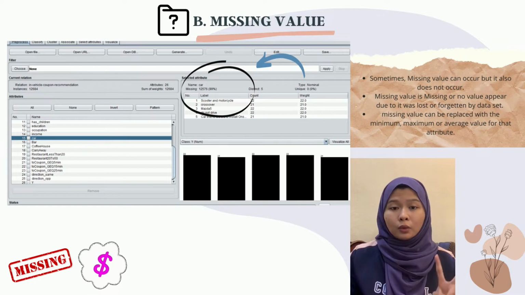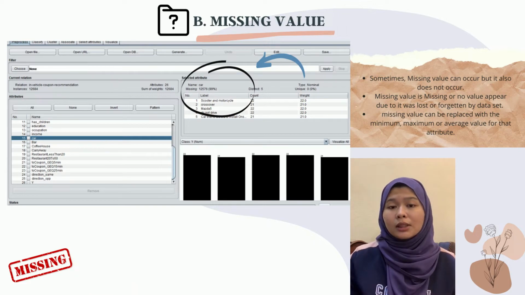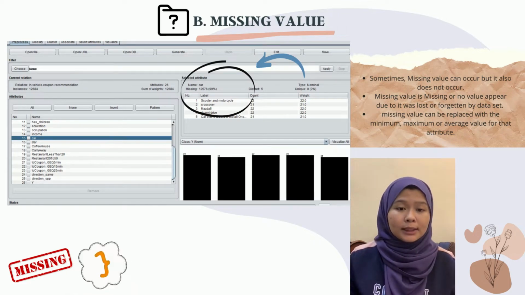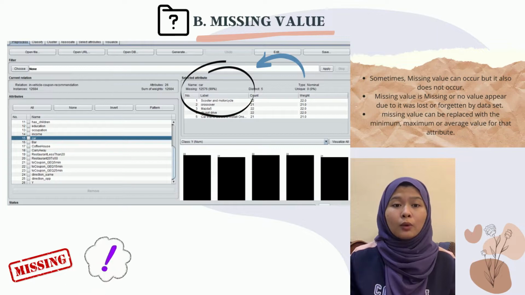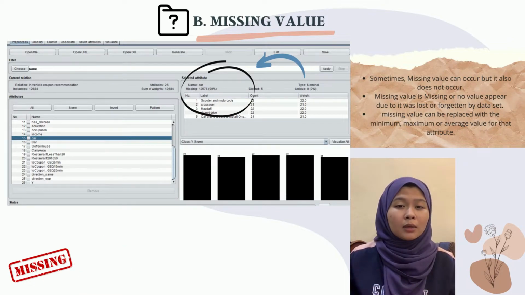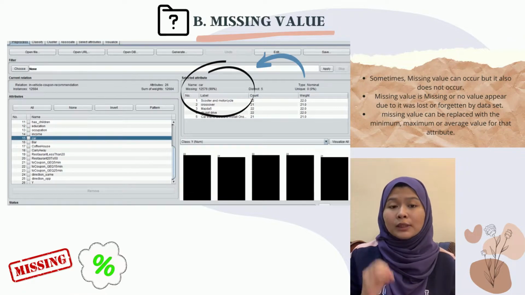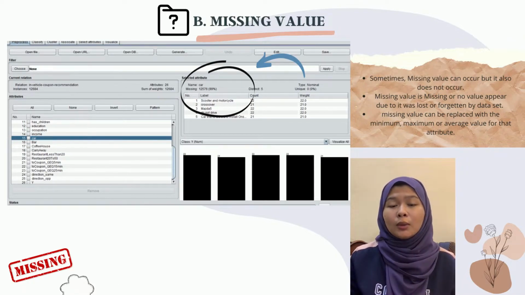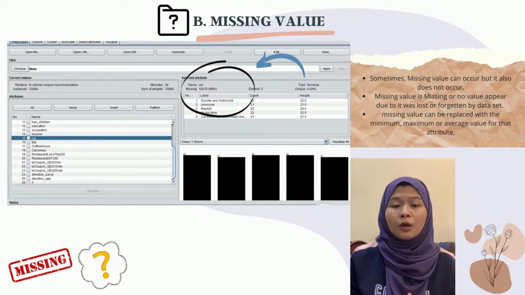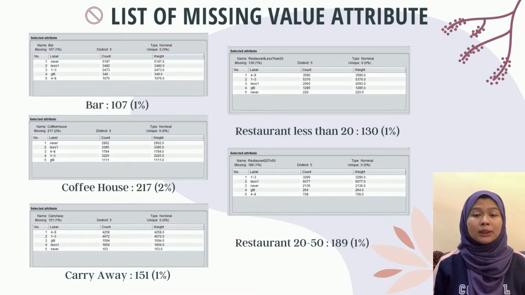So, for part 2, missing value. Usually, in a dataset, missing values can occur or sometimes they don't. Missing value means the value is missing or no value appears because it was lost or forgotten by the dataset. However, a missing value can be replaced with the minimum, maximum, or average value for that attribute. Replacing missing values can also be applied with V0. So, in this picture, you will see the place of missing values for the car attribute. So, this is the list of missing values in our attributes.